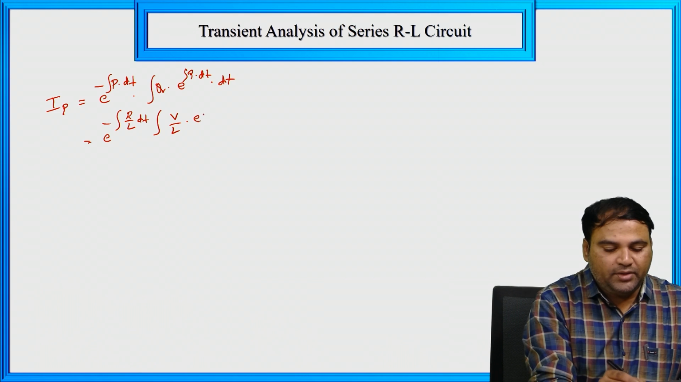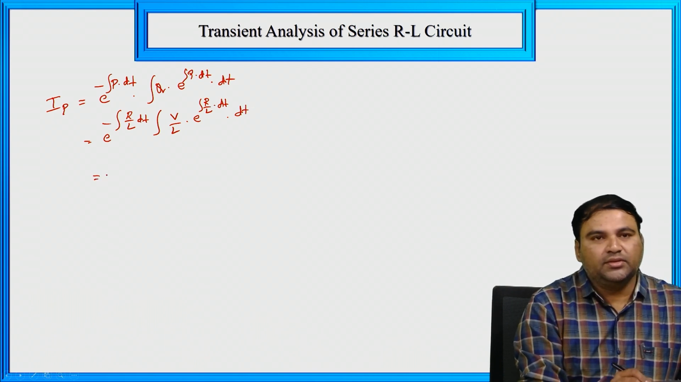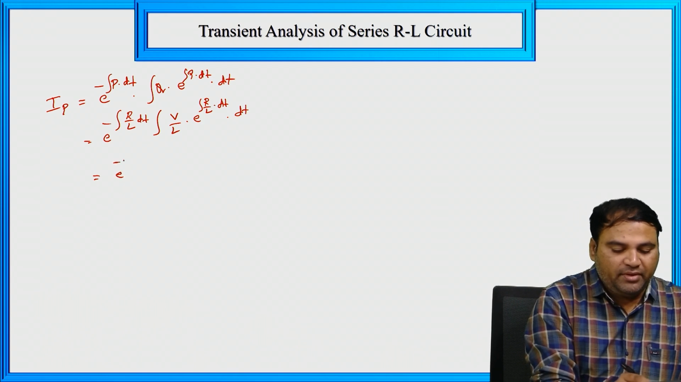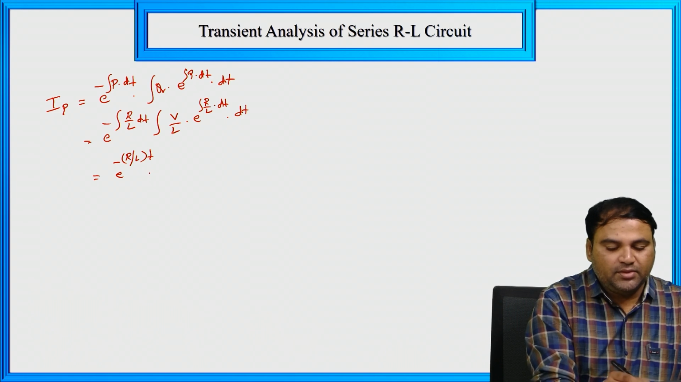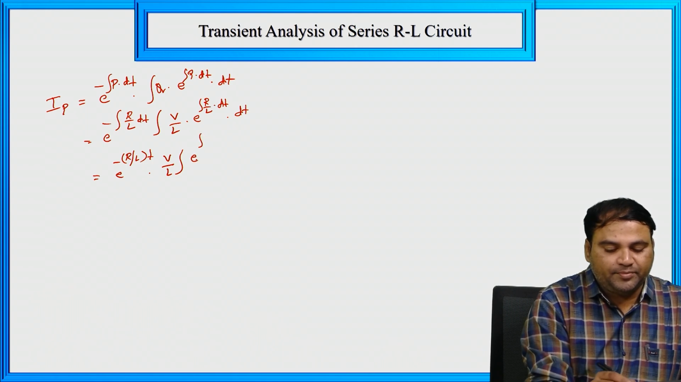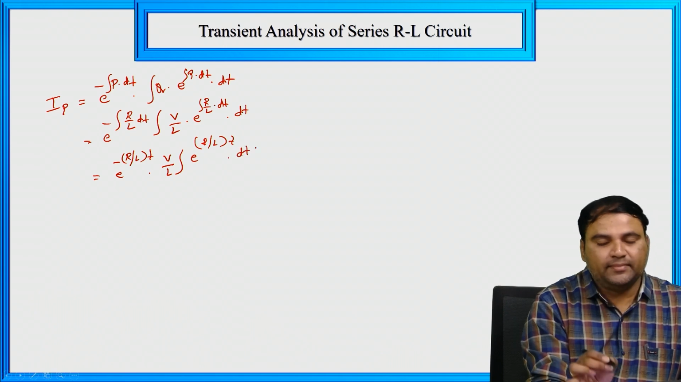V by L into e to the power of the integral of R by L dt, into dt. That is equal to e to the power of minus R by L into t, and V by L is a constant term. So take V by L into e to the power of the integral of R by L into dt, which means R by L t.